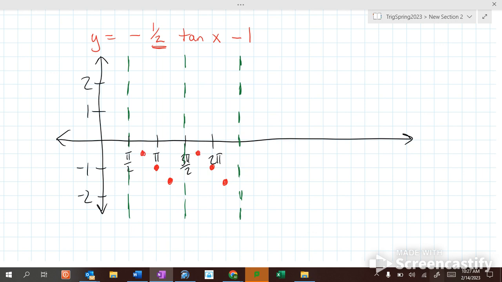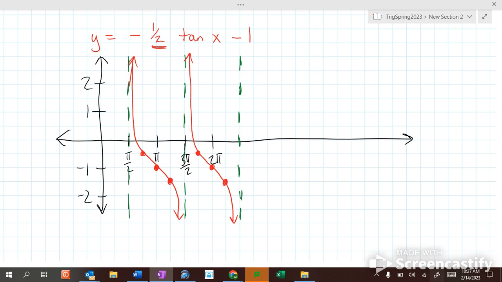So what happened to it? It made it look like what curve? Cotangent, because I now have a negative slope. When you flip it over the x-axis, you're going to have a negative slope. So it looks like that. So there you go. That is graphing tangents and cotangents.